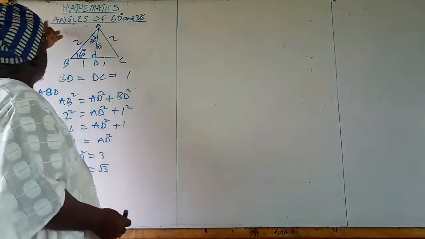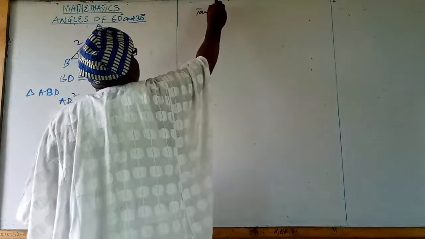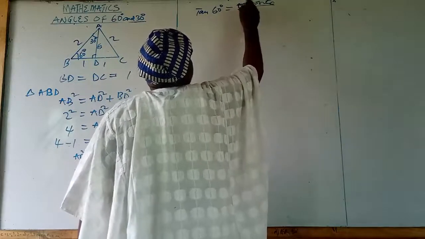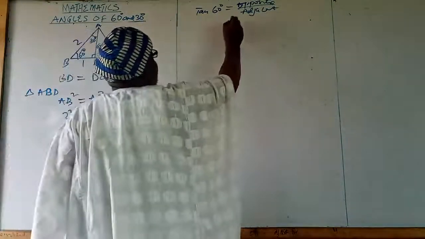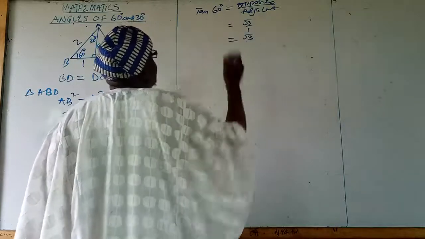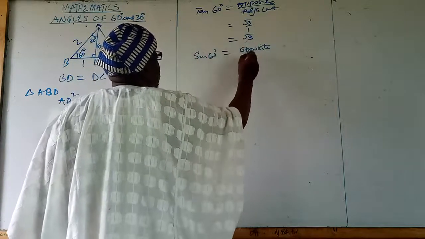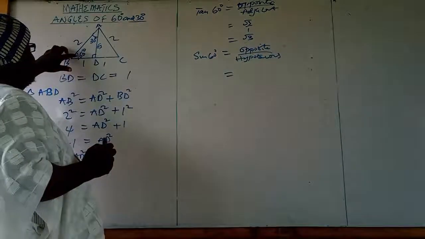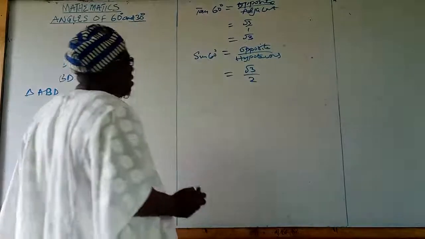So now I can find the tangent, sine, and cosine of angle 60. Tan 60 degrees is opposite over adjacent. The opposite to 60 degrees is root 3 and the adjacent is 1, so tan 60 is equal to square root of 3. Sine 60 is opposite over hypotenuse, so the opposite is root 3 and the hypotenuse is 2. So sine 60 is equal to root 3 over 2.